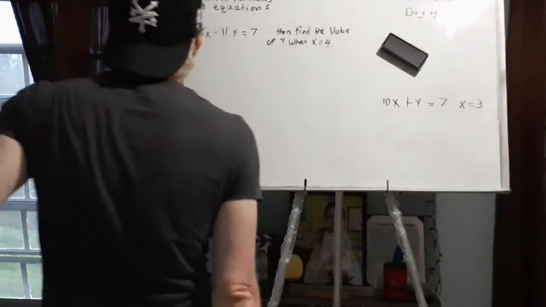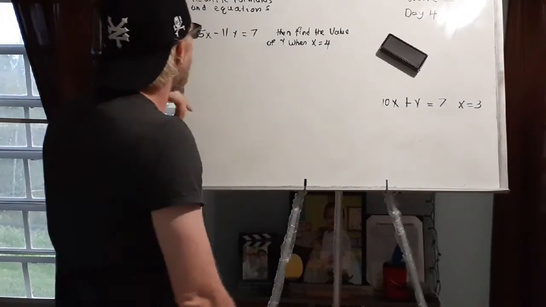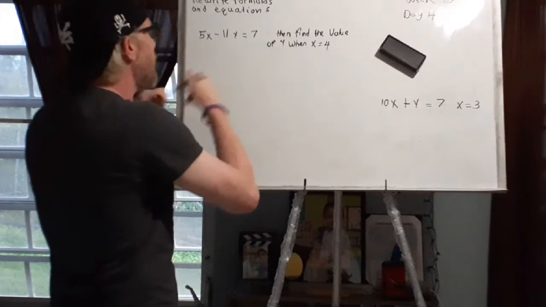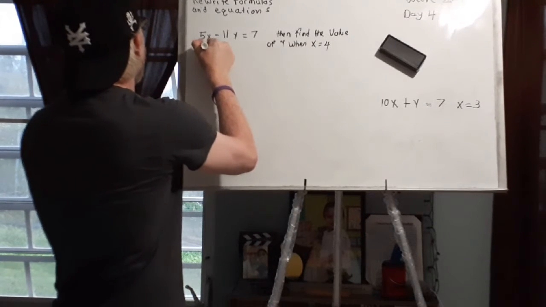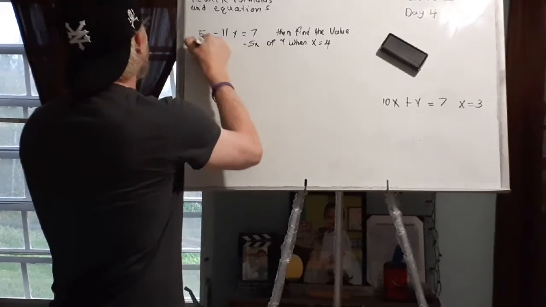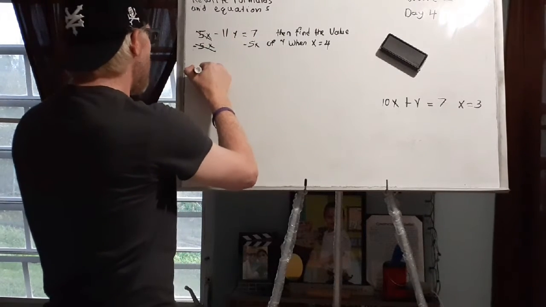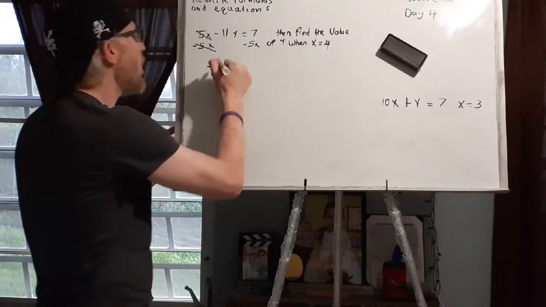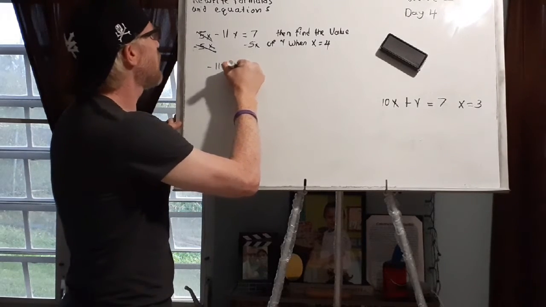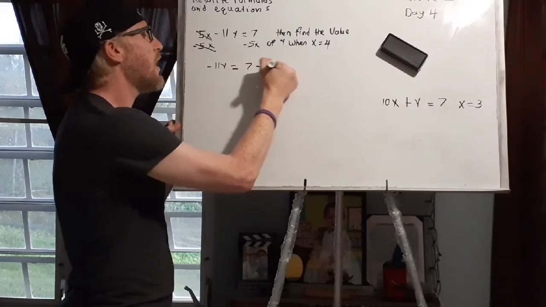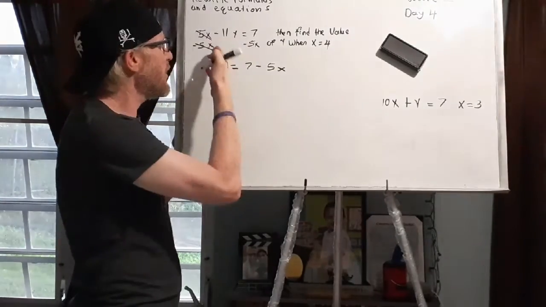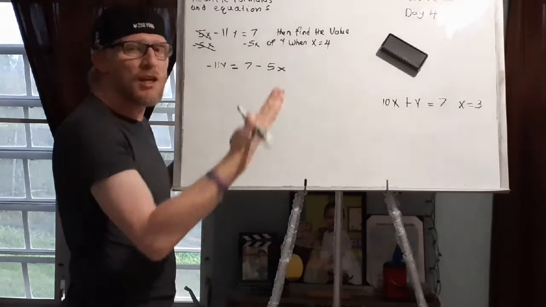Okay, so the problem says 5x minus 11y equals 7. And if I want to solve for y, the first thing I want to do is get rid of the 5x. So I'm actually going to subtract 5x on both sides. And this is going to cancel out, right? And it's going to leave me with negative 11y equals 7 minus 5x. So all I did was I subtracted 5x on both sides. This side cancels out. Since they're not like terms, I can't subtract them.